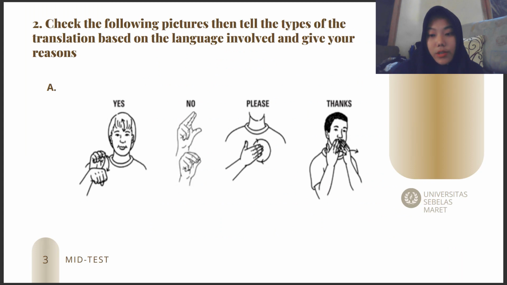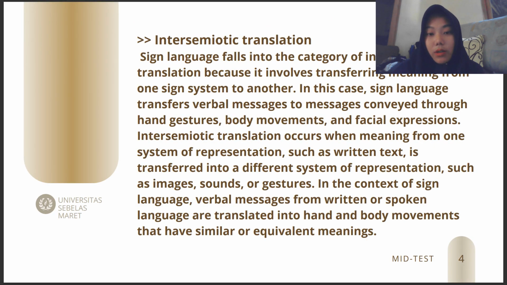Next, the second question is, check the following pictures, then tell the types of the translation based on the language involved and give your reasons. Point A, the answer is intersemiotic translation, and this is sign language. Sign language falls into the category of intersemiotic translation because it involves transferring meaning from one sign system to another. In this case, sign language transfers verbal messages to messages conveyed through hand gestures, body movements, and facial expressions.